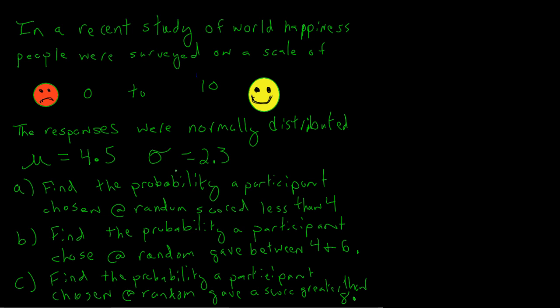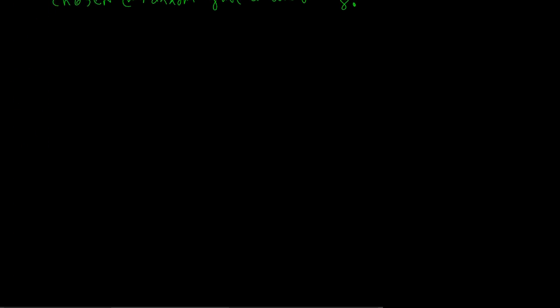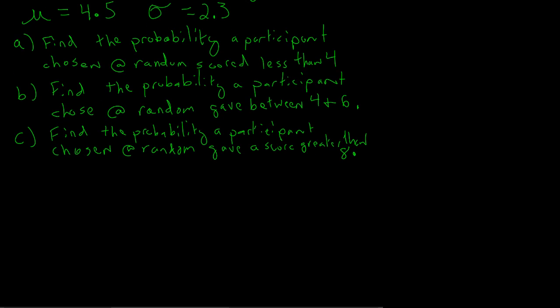And there are 3 questions in here. They want to find the probability that if you randomly choose a participant, they would have given a score less than 4, if they would give a score between 4 and 6, and if they'd give a score greater than 8. So with any normal distribution, a good thing to start with is to start with your normal distribution. So I will draw a normal distribution, and our mean is going right down the middle, that's a mu of 4.5.